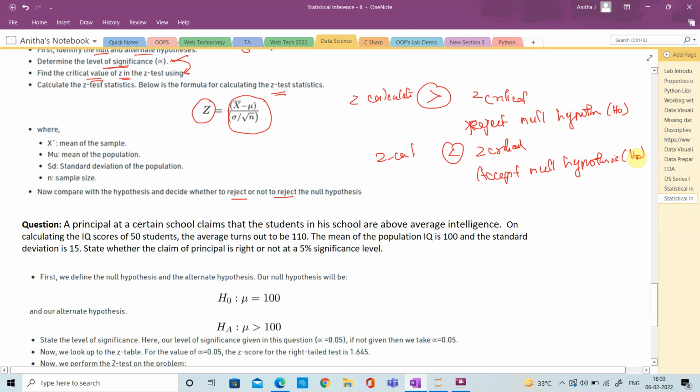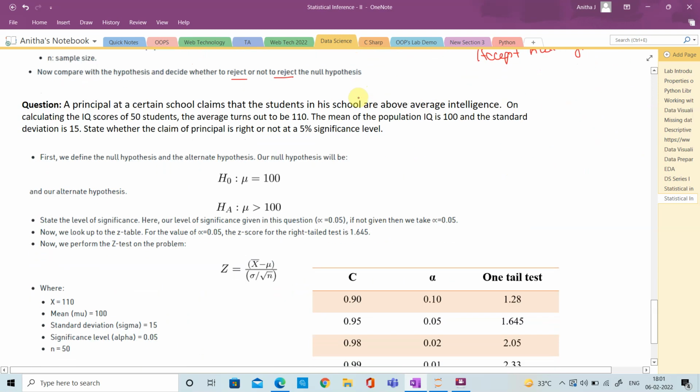Because you are having two claims, you need to decide based on the Z test which claim you are going to accept and which claim you are going to reject. How you accept and reject is based on the Z calculated value and the Z critical value. This Z critical value is based on the level of significance, that is, how much percentage you are going to accept and how much percentage you are going to reject. Based on the level of significance you decide your Z critical, and it will be compared with your Z calculated.